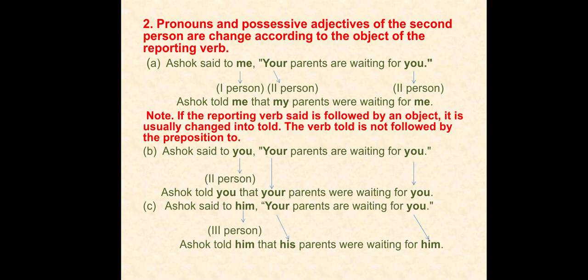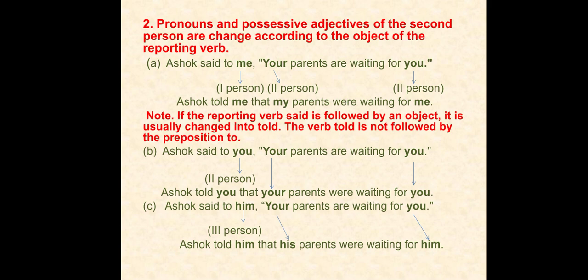Second rule. Pronouns and possessive adjectives of the second person are changed according to the object of the reporting verb. According to the object of the reporting verb. Example, Ashok said to me, "Your parents are waiting for you." "Me" is first person, "your" is second person, and "you" is also a second person. So our answer will come like this. Ashok told me that my parents were waiting for me.